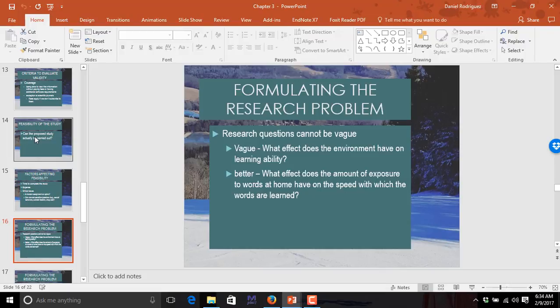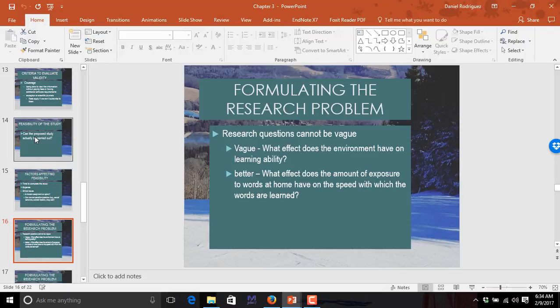All right, so let's say we determined that our study is feasible. We have our idea, we determined that our study is feasible. The next step is to formulate the research question. Research questions are important. They shouldn't be vague. They have to be as specific as possible.